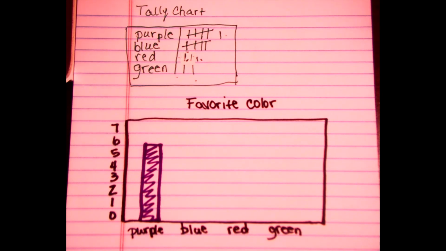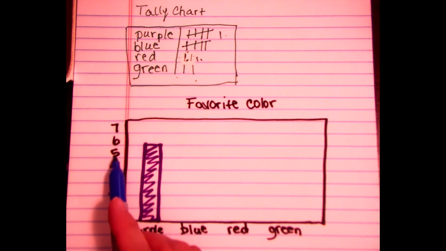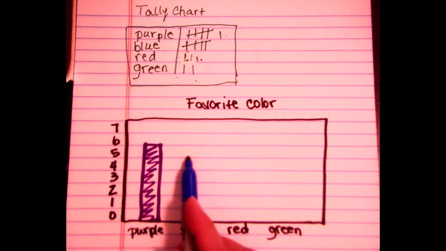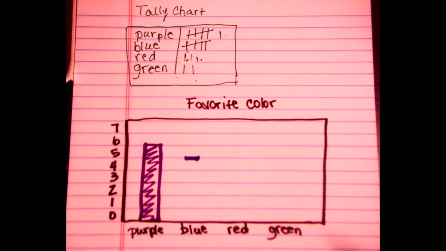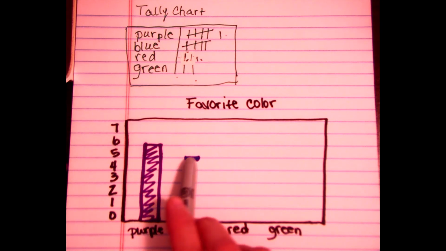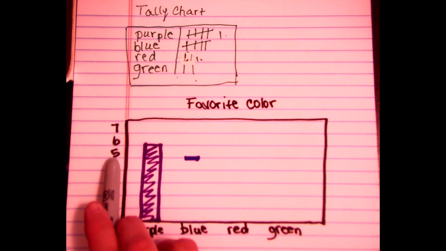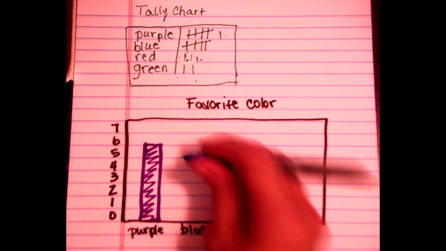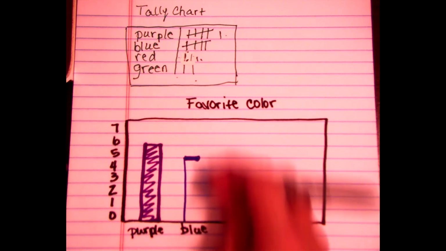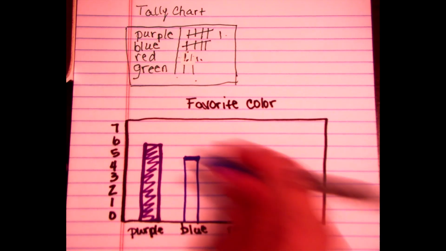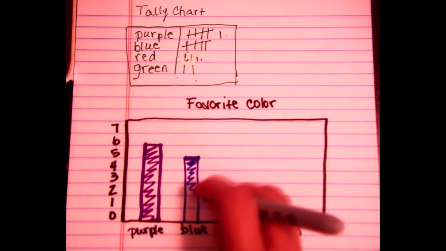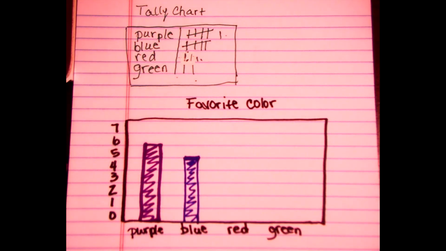Then I have blue. Once again, my chart shows I have 5 blue. So I'm going to find my 5. My 5 stops at this line here. So I'm going to draw my line. That is on the 5. If I go to the top and go across, it shows 5. And I'm going to come down. It's a little off center, but that's okay. And there's my blue bar.